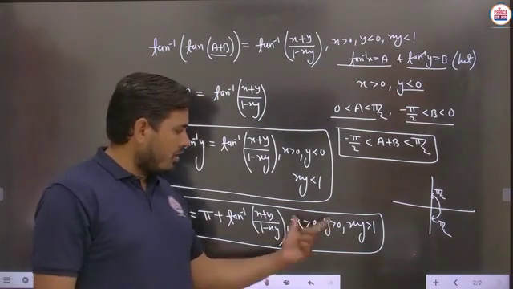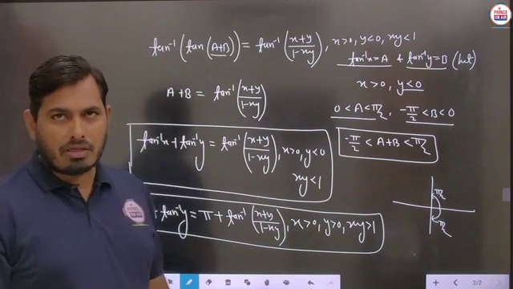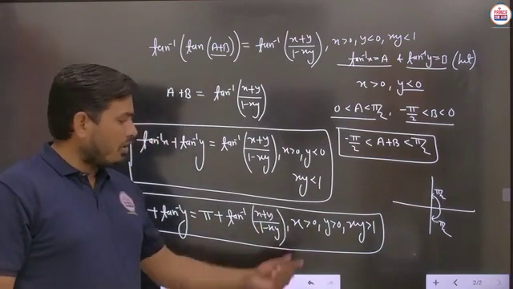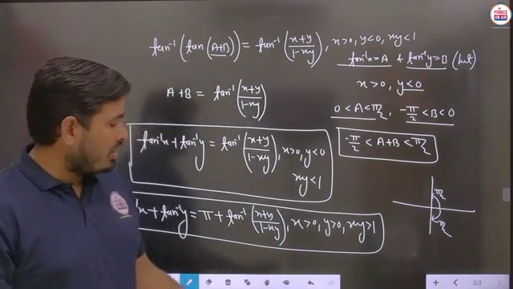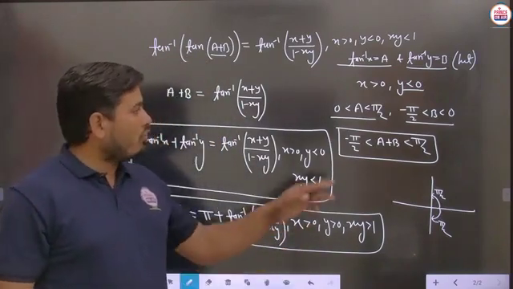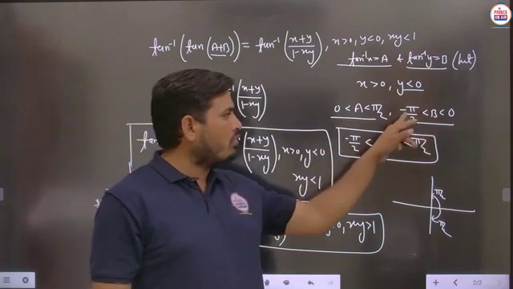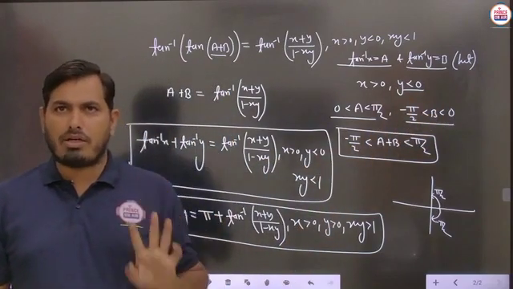So again we take the condition x is greater than 0, y is greater than 0, then definitely both x and y will lie in the first quadrant, where angle A should lie from 0 to pi by 2, and this angle B will also lie from 0 to pi by 2, because both are greater than 0.